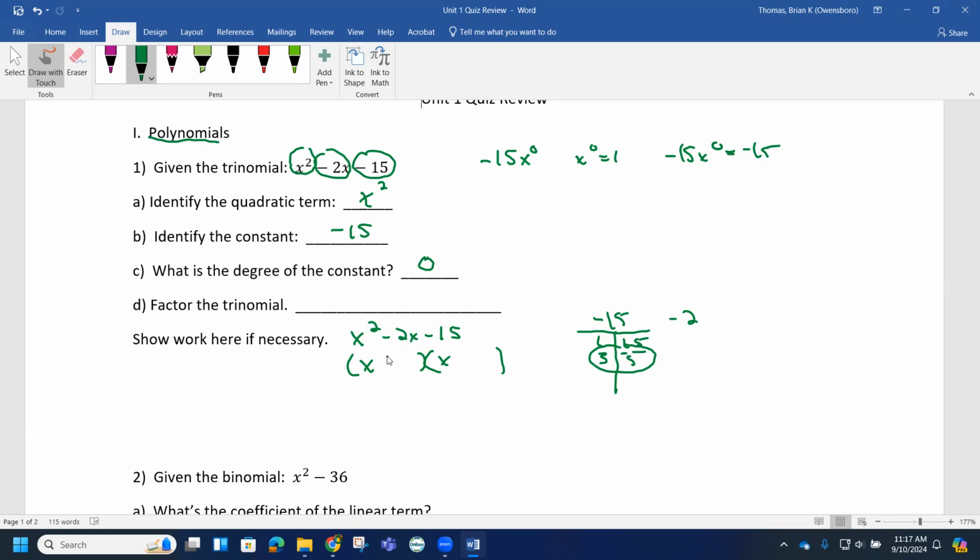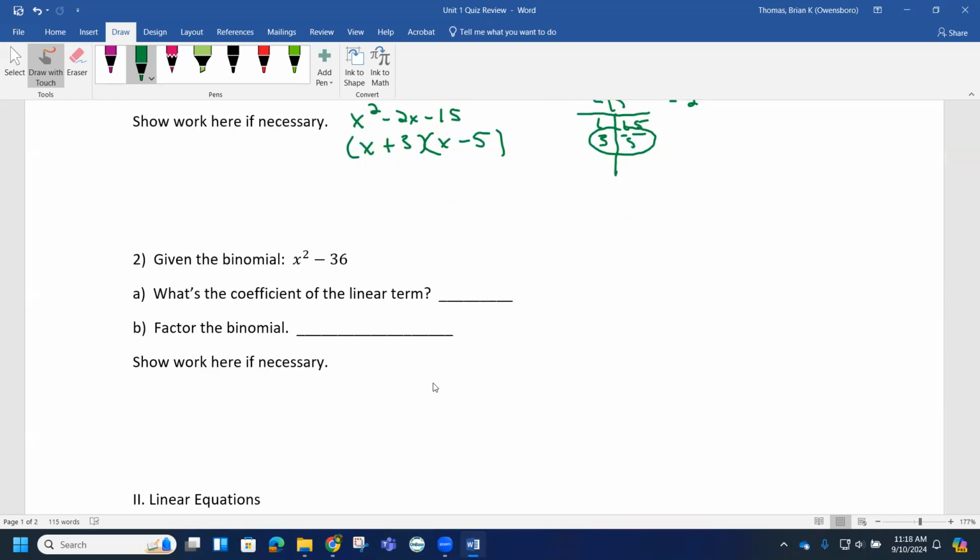So this gives me x plus 3 times x minus 5. That becomes my factorization. Again, if I wanted to use FOIL, if I multiply this back out, these two factors should put back together and give me x squared minus 2x minus 15. So again, x plus 3 and x minus 5 are the factors. And if you multiply them back out, that should give us the answer. So here, I put the answer: x plus 3 times x minus 5. And again, order does not matter for that.